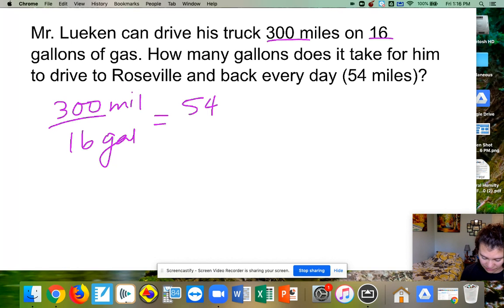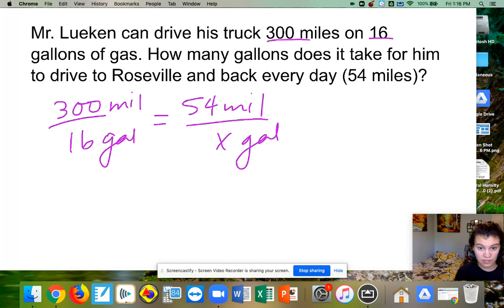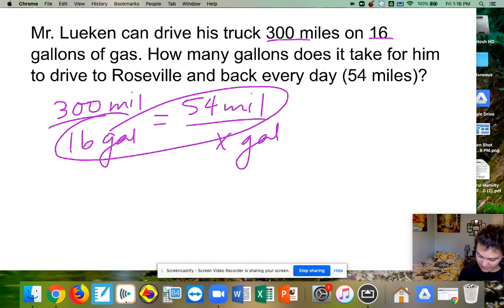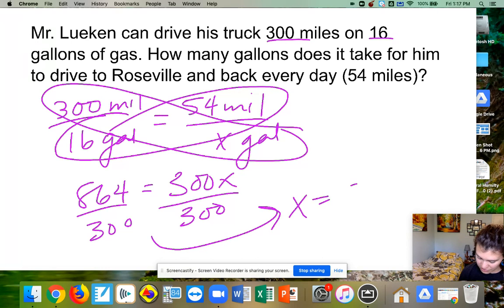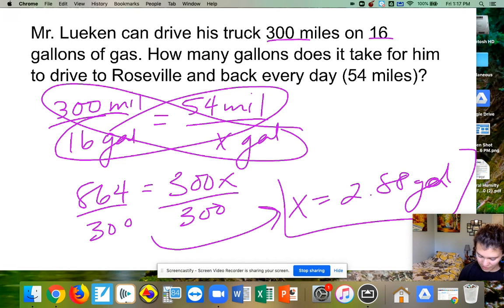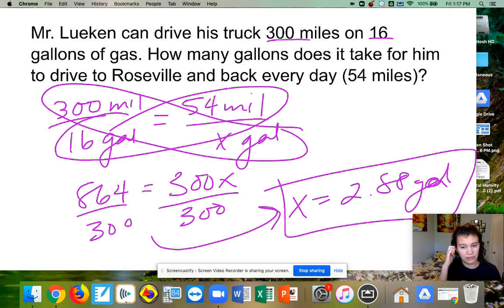So then we know he's going 54 miles here. We're trying to figure out how many gallons he's using. So multiply across, you'll get 864 equals 300x. Divide by 300. Then you get that x equals 2.88 gallons. So every trip to and back from Roseville was 2.88 gallons for Mr. Lucan. And then you want to go on to Math Excel and work on the 2.7 homework.